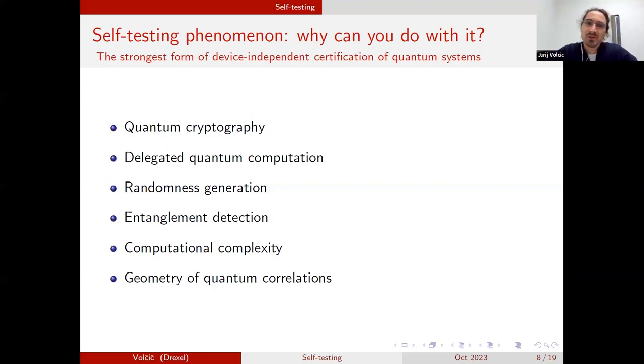So these are probably topics that you know way more than me. For me personally, nowadays we're working on something on randomness generation with Máté Farkas and Laura Mančinska. But otherwise, in computational complexity, self-testing plays a role in the proof of the refutation of Connes' embedding conjecture. So, you know, as a mathematician, that was such a big thing. Oh, Connes' embedding conjecture is false, right? So it was interesting to see that this also plays a role in this. Okay.